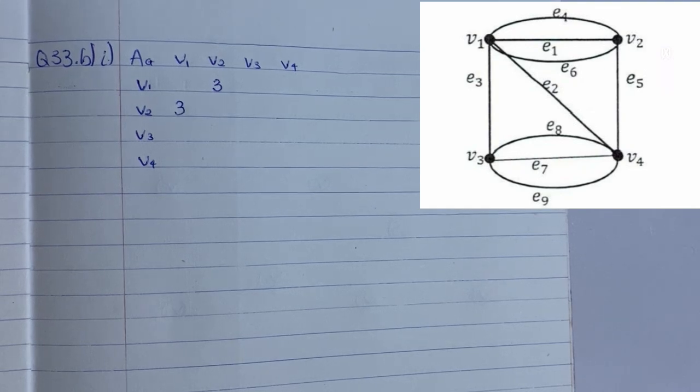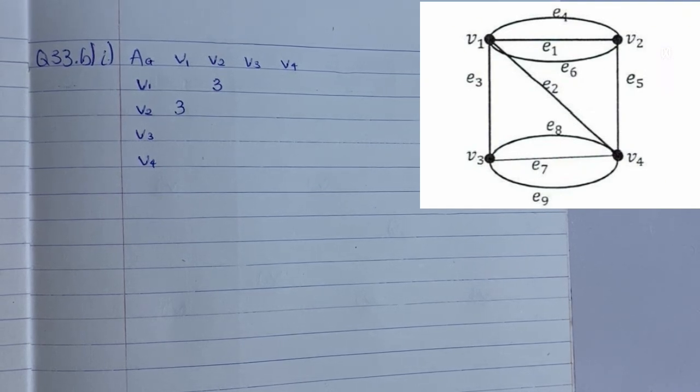Now for V1 and V3, there's only one edge, E3. So we write 1. For V3 and V1, there's only one edge, E3. So we write 1. Between V4 and V1, there is an edge, E5. So we write 1. We do the same for V1 and V4.